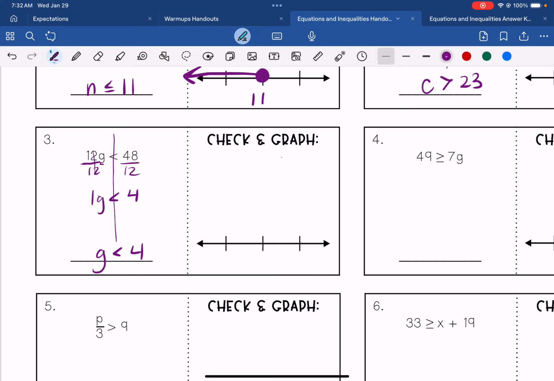So let's do 3 for this one. So let's do 12 times 3. Is that actually less than 48? Well, 12 times 3 is 36, and 36 is less than 48. Let's graph this. We'll put a 4 underneath it.